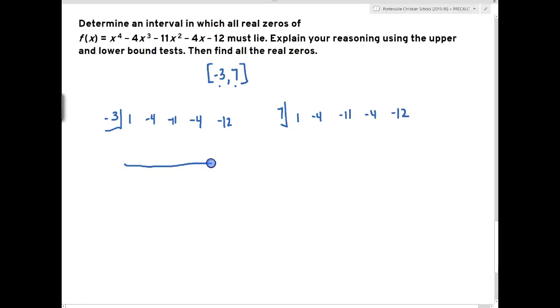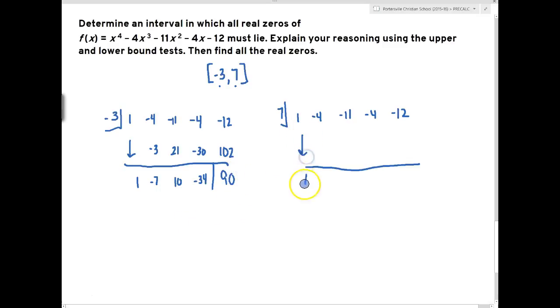And bring down my 1. So negative 3 times 1 is negative 3. We get negative 7, 21. We get 10, negative 30. Negative 34. And for my remainder, I'm going to get negative 3 times negative 34, which is positive 102. And then looks like 90 for that one.